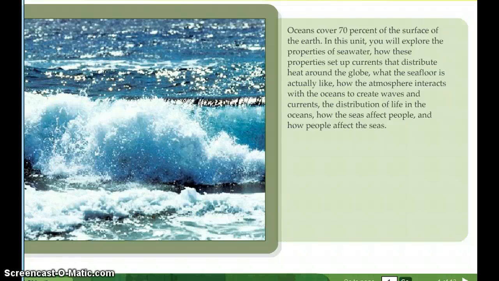This is an introductory reading on Unit 2 on our oceans. Oceans cover 70% of the surface of the Earth, and in this Unit 2, you're going to be exploring the properties of seawater, how these properties set up currents that distribute heat around the globe, what the seafloor is actually like, how the atmosphere interacts with the oceans to create waves and currents, how the distribution of life occurs in the ocean, and how the seas affect people, and how people affect the seas.